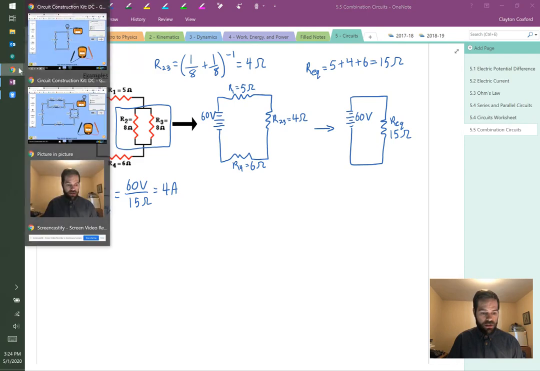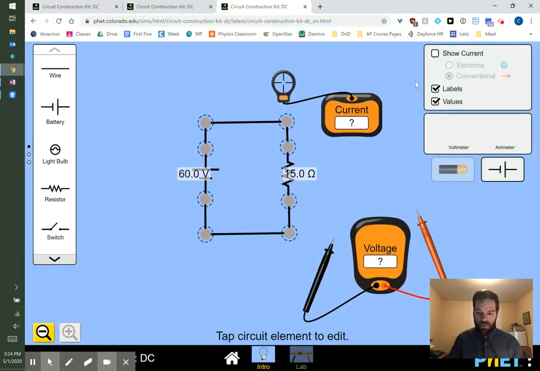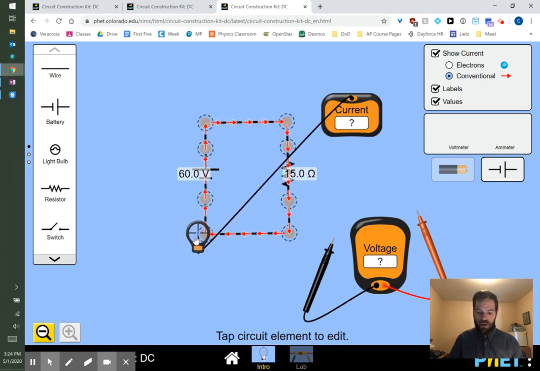And let's see if that's accurate here. Take our ammeter, stick it into the circuit here. We can see current's flowing pretty quickly, and it has 4 amps of current. And that 4 amps of current is everywhere in this because it's a simple series circuit.